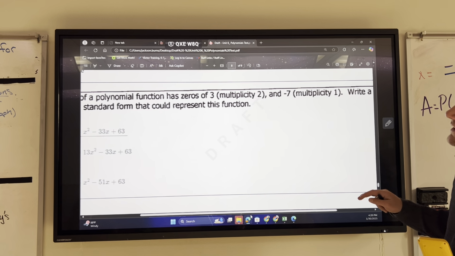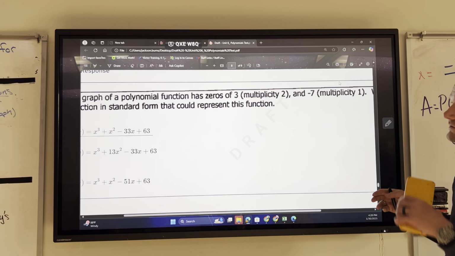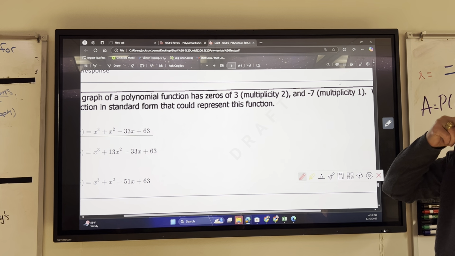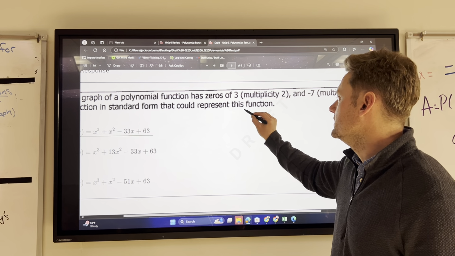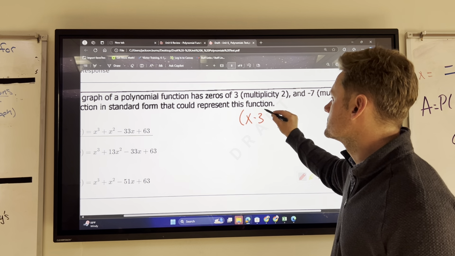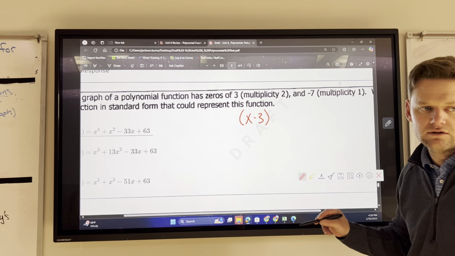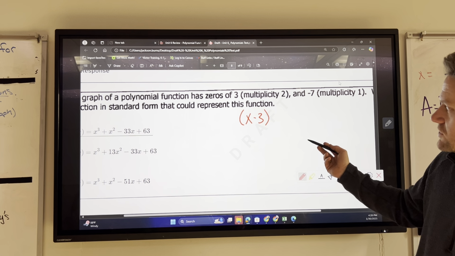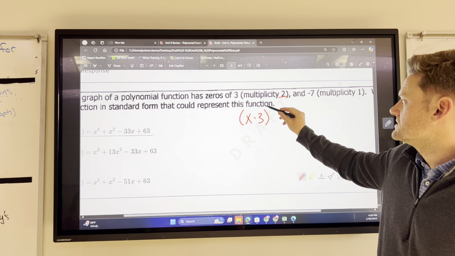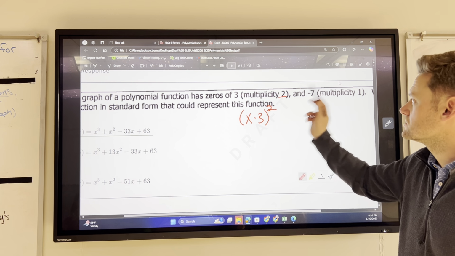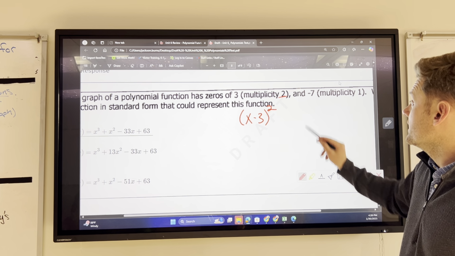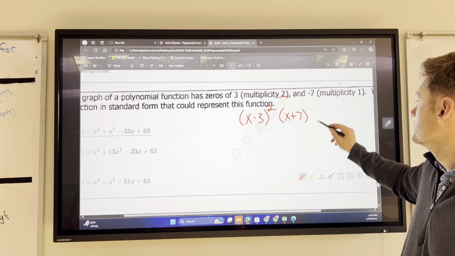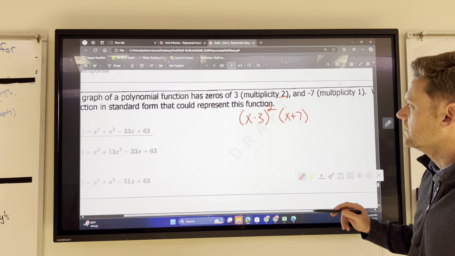All right, a polynomial that has zeros of 3, multiplicity of 2. Well, what does that mean? Well, it has a zero of 3, so I know it's got to be x minus 3. I have to subtract it. Multiplicity means I have two of those, so it's x minus 3 squared. And negative 7, so I'm going to have an x plus 7, multiplicity 1, so just one.